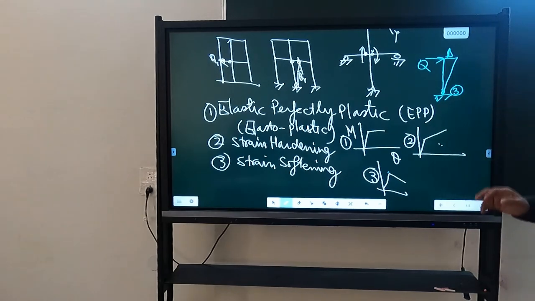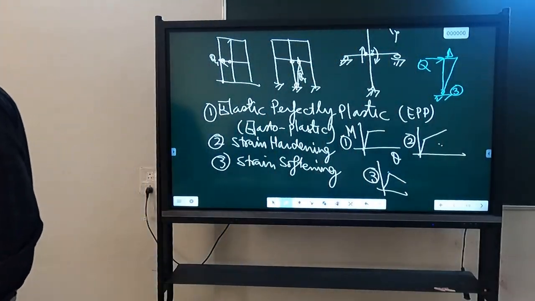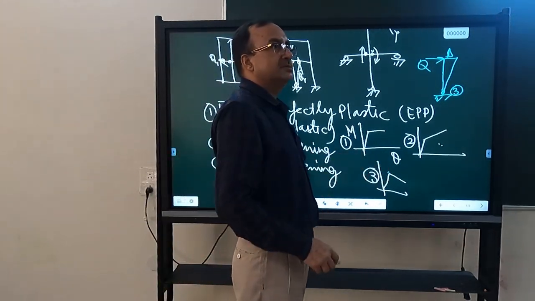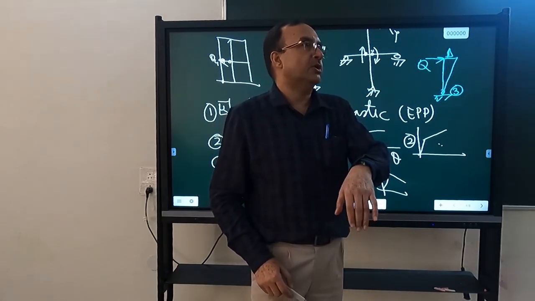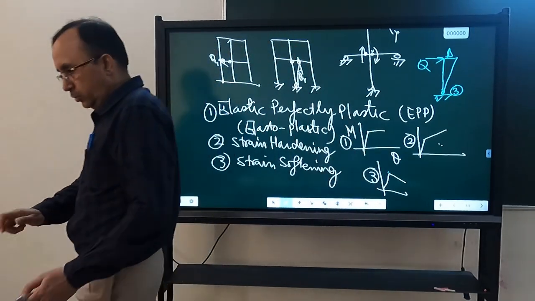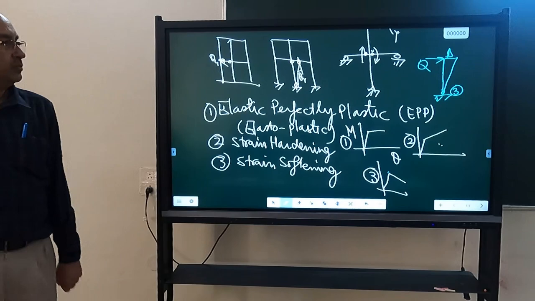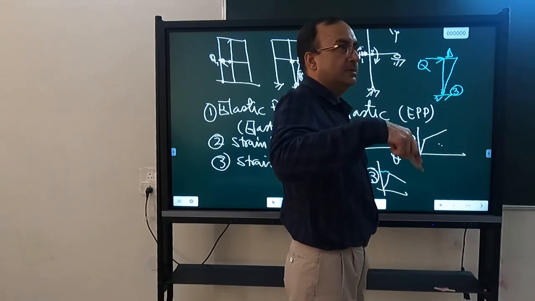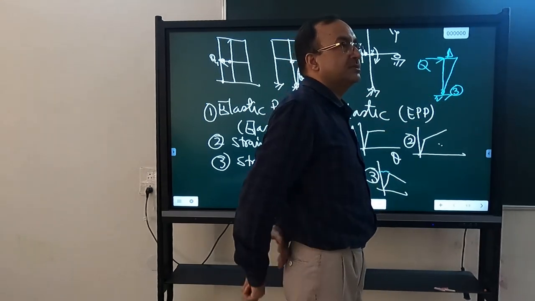You compare it with wind. Suppose I go on applying increasing wind velocity. Let us say I am testing it in a wind tunnel, I go on increasing the wind. As soon as the wind reaches here, there is a force, and suddenly it will collapse. You go on increasing the wind velocity, it will collapse. What will happen in case of earthquake? If the earthquake force, SA into W, reaches this force, will it collapse?